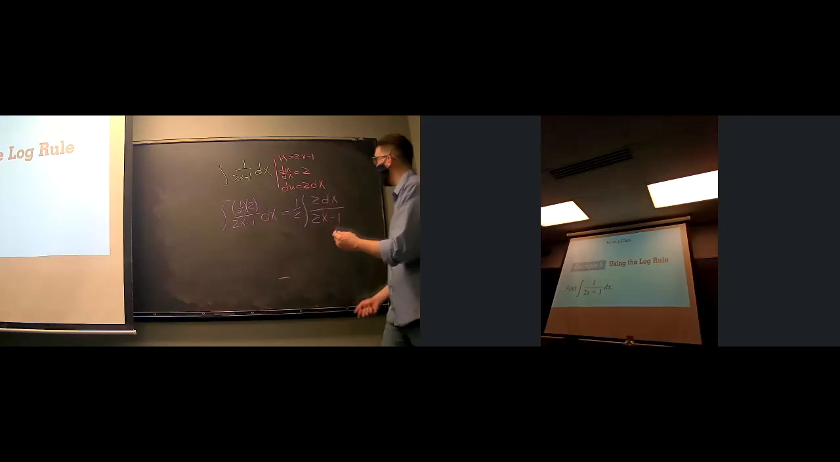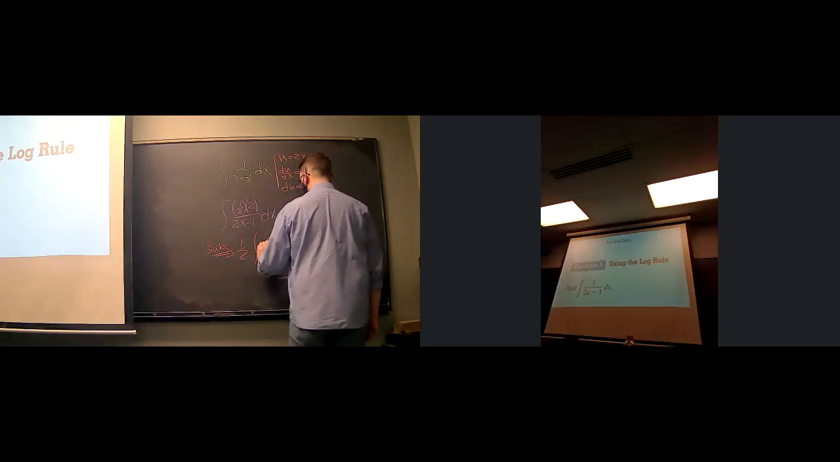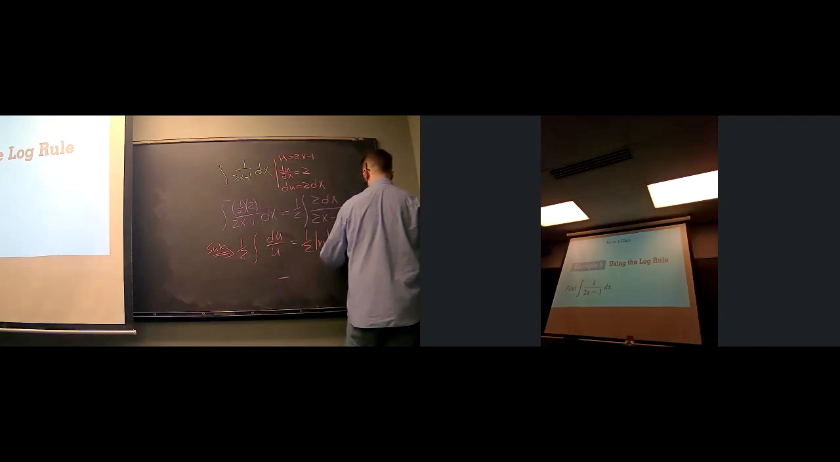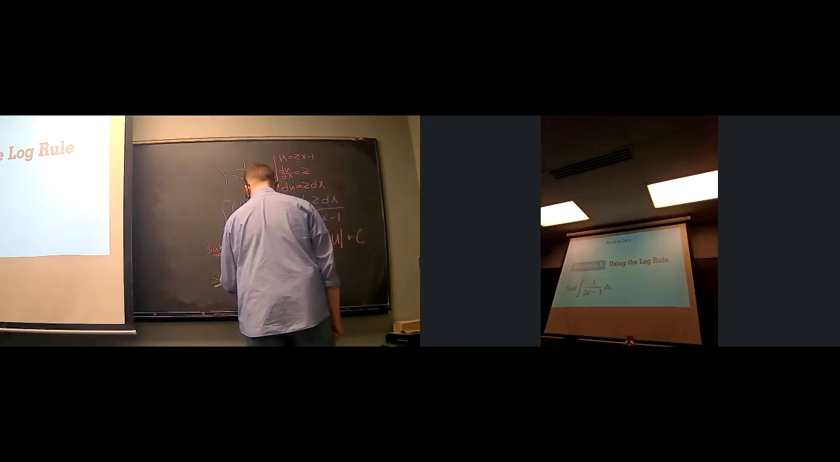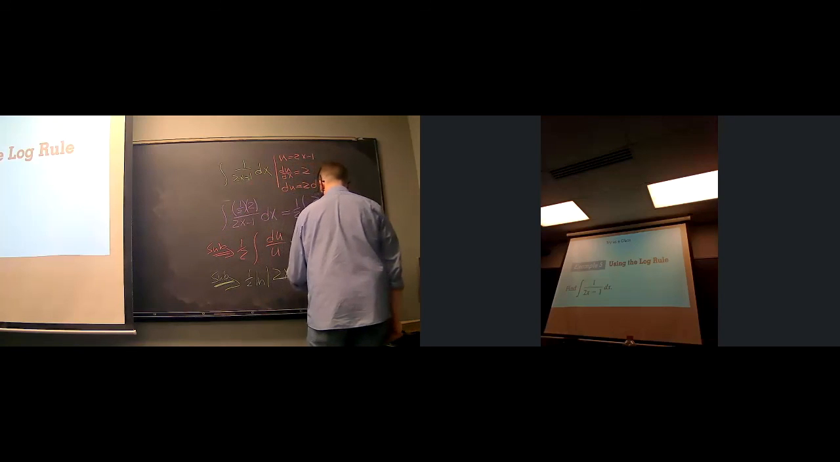But from here, now we can rewrite this as 1/2 the integral of du over u, for 1/2 the ln of the absolute value of u plus c. So substituting back in now, we get 1/2 the ln of the absolute value of 2x minus 1 plus c.